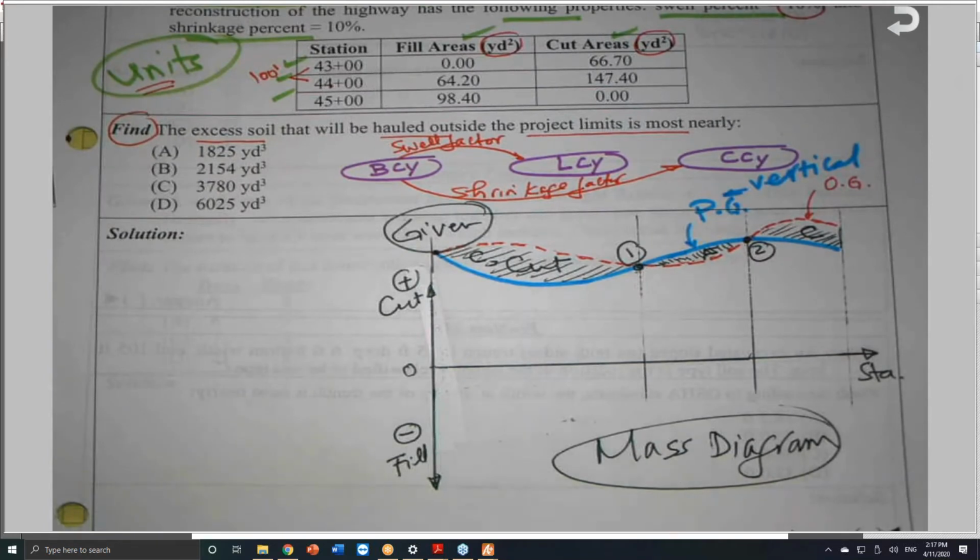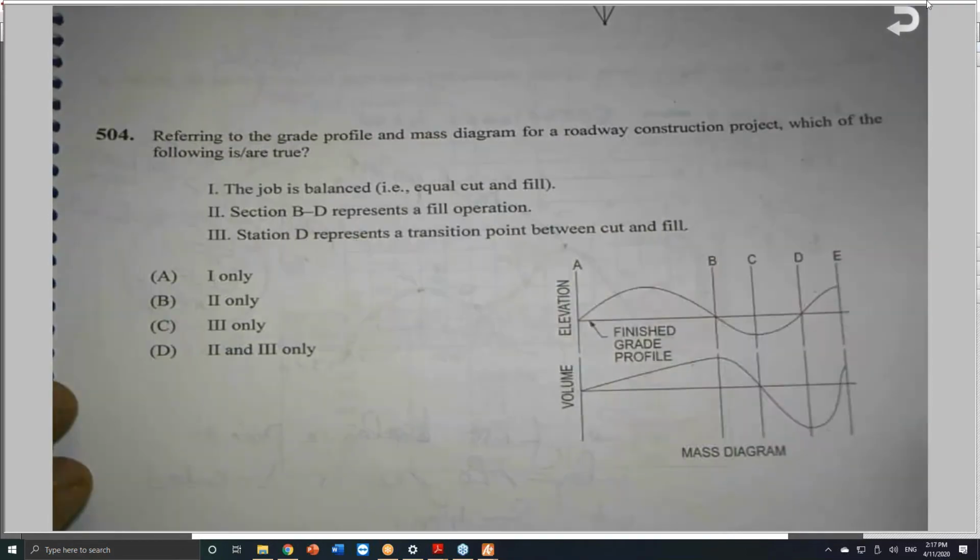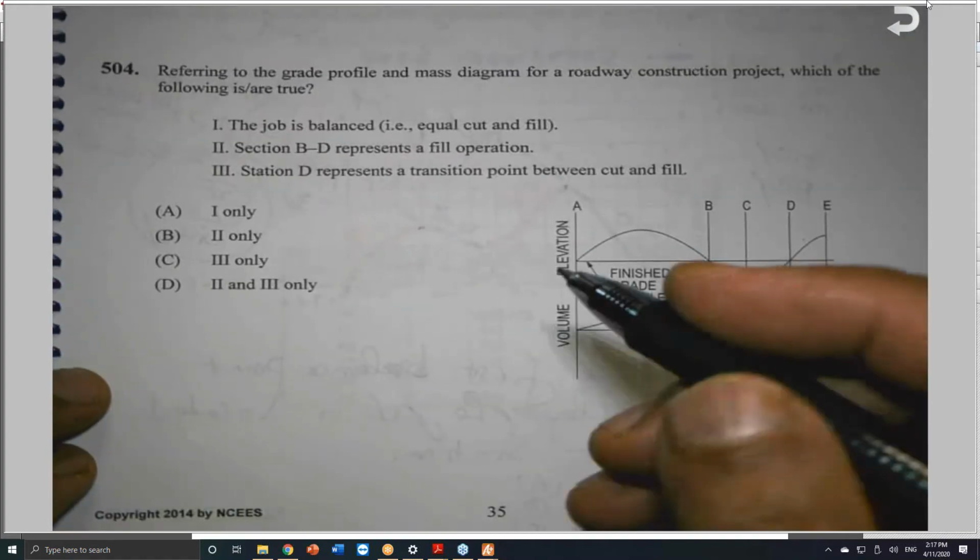So the mass diagram is the relationship between two parameters, the x and y, and probably we talked in the class about two mass diagrams given in the NCEES. I don't know if I covered them or not.